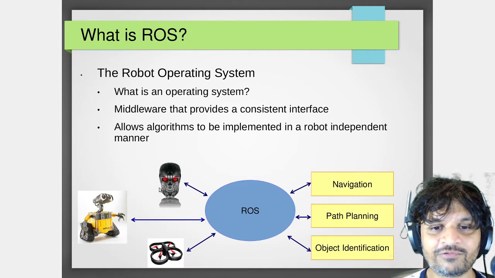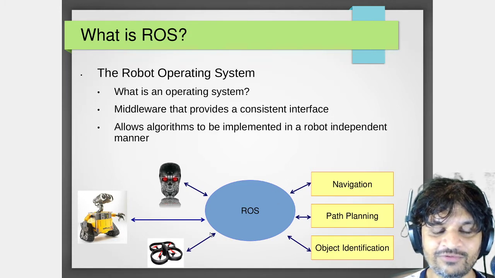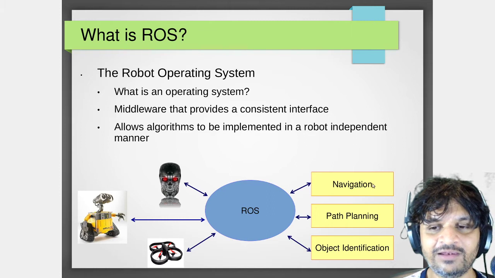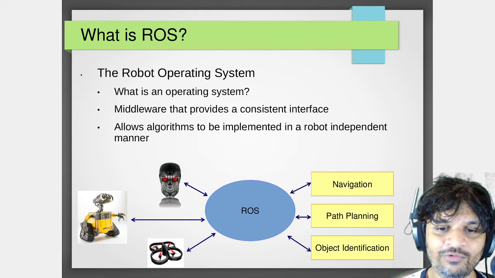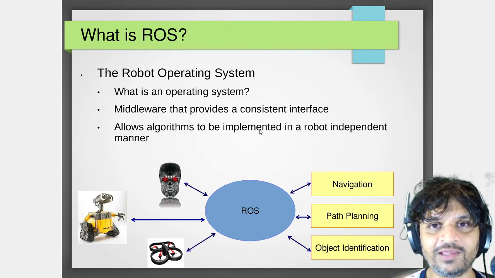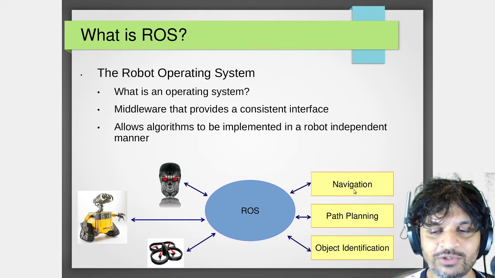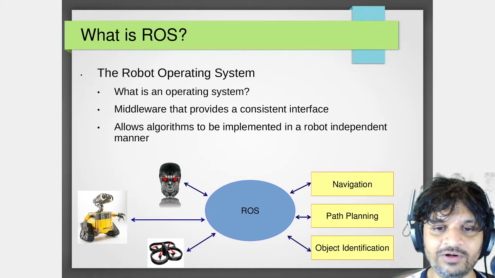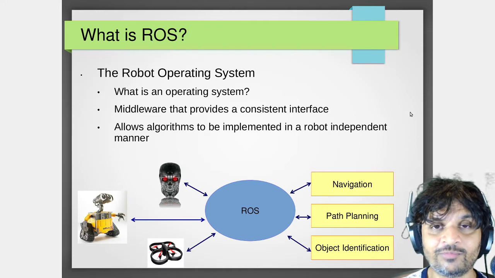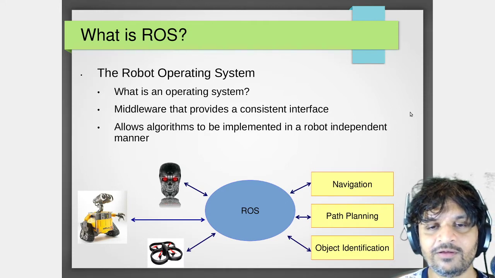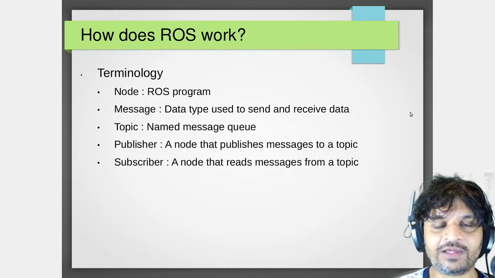So that if you have, for instance, the Terminator and Wall-E and a little quadrotor, they've got ROS to be the middleware. And then particular algorithms such as navigation, path planning, object identification can work on all of these robots without being re-implemented. So the same navigation code can just work for Terminator and for Wall-E and for the quadcopter. Okay, so that's an immensely powerful thing.